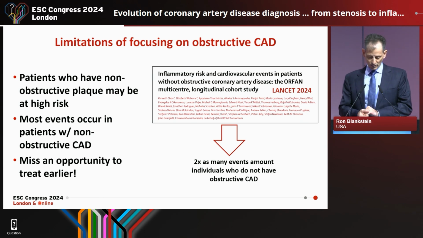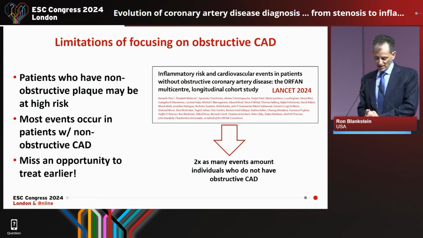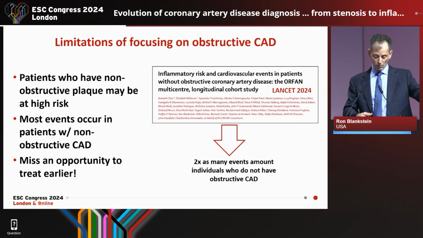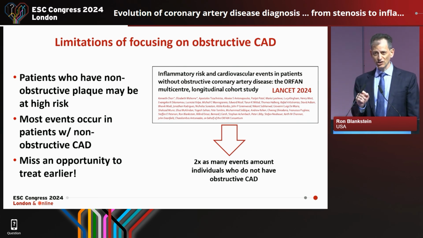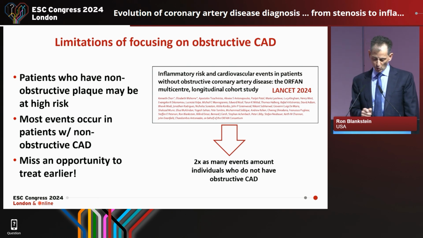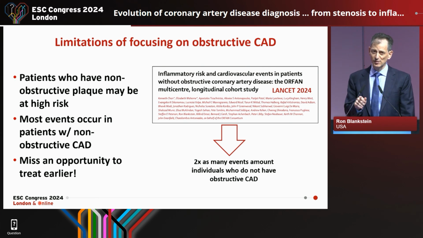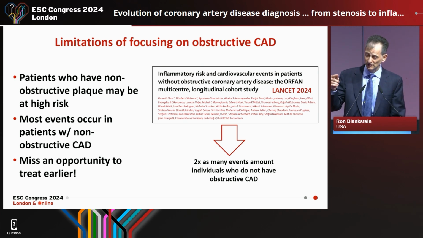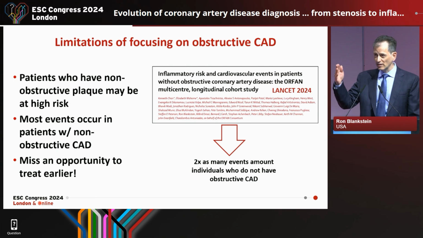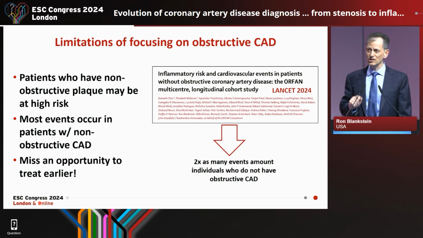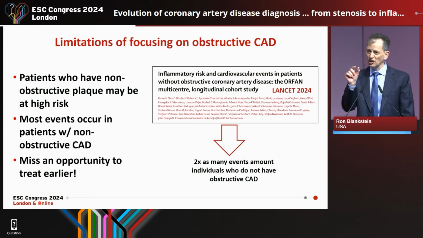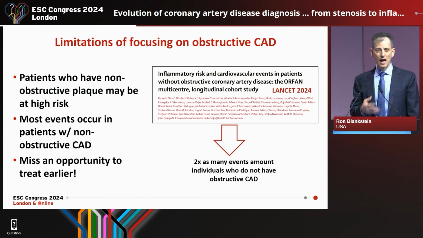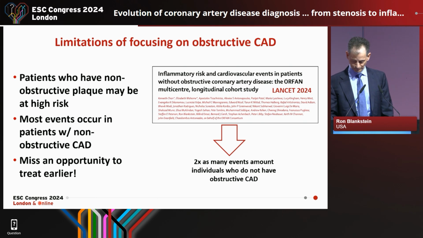The other very important point, and this was shown recently by a study that Dr. Antoniades is going to talk more about, the ORFAN study, is that most events occur in patients who have non-obstructive coronary disease. Okay, so in the ORFAN study, there were twice as many events in individuals who do not have obstructive disease than those who have obstructive disease. And of course, if you have obstructive disease, you're high risk, but there are so many more patients with non-obstructive disease. And if we don't treat those patients, or if we cannot identify which ones of them are high risk, we miss an opportunity to initiate treatment earlier.